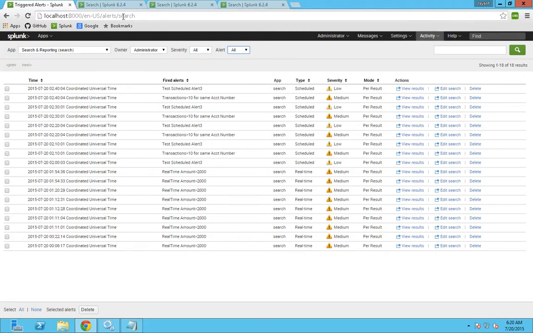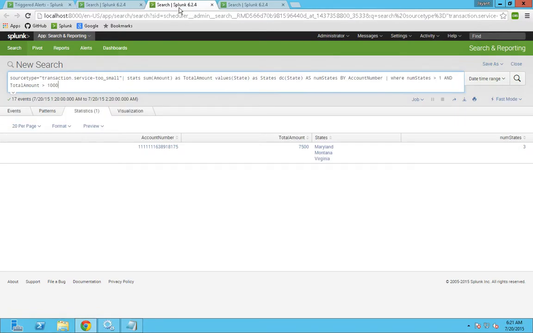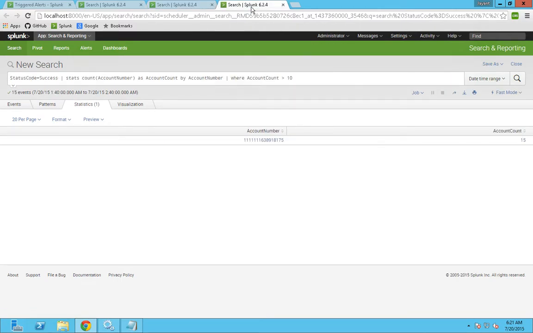There are three types of alerts that we have configured in Splunk to identify if the user's transaction is a potentially fraudulent one. The first one is if the transaction amount is greater than 2000. The second one is if transactions happened in 3 states in a specific amount of time. The third one is if the number of transactions exceeded more than 10 within a particular time period. If the criteria match, an alert is raised. The first alert is a real-time alert, while the others are scheduled alerts running as cron jobs.